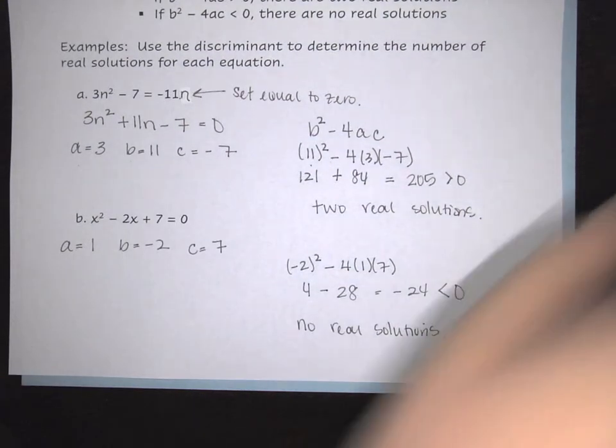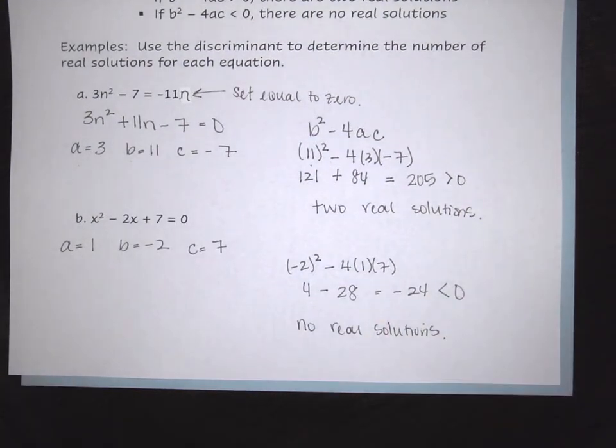And that's it. So there are 2 examples with everything you need to know about using the discriminant to determine how many possible solutions you have to a quadratic equation.